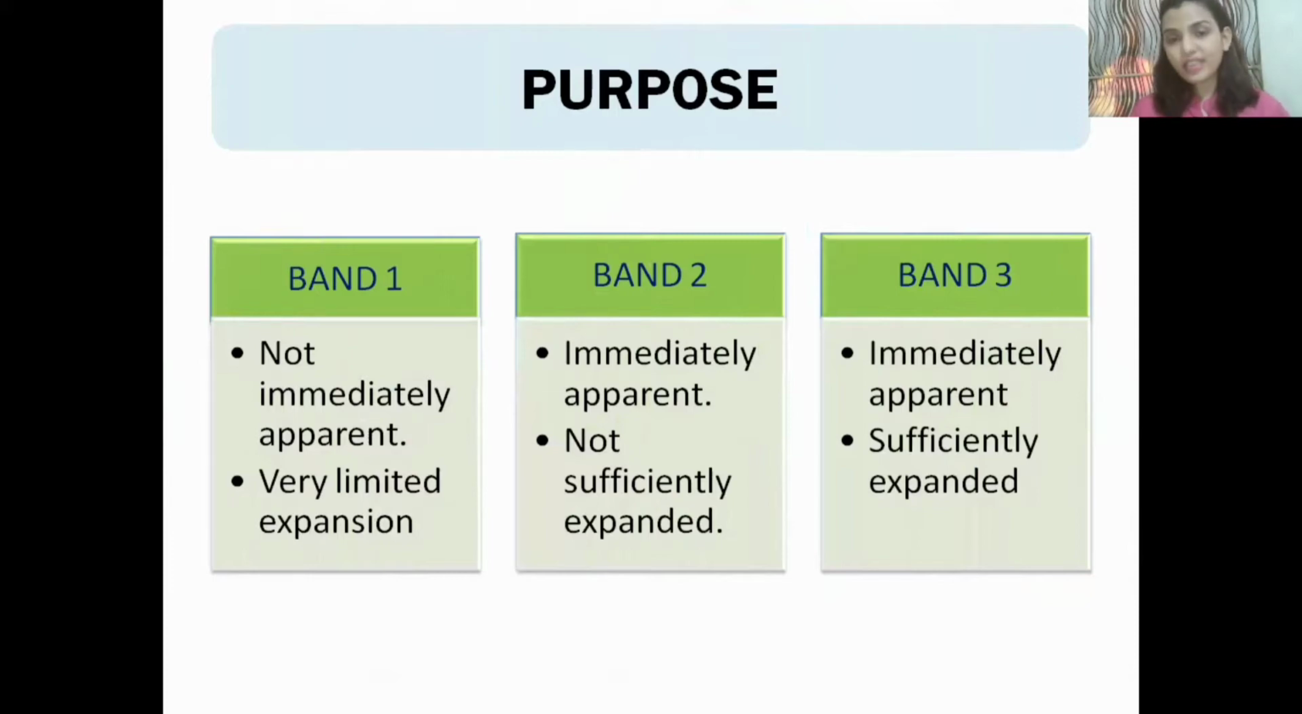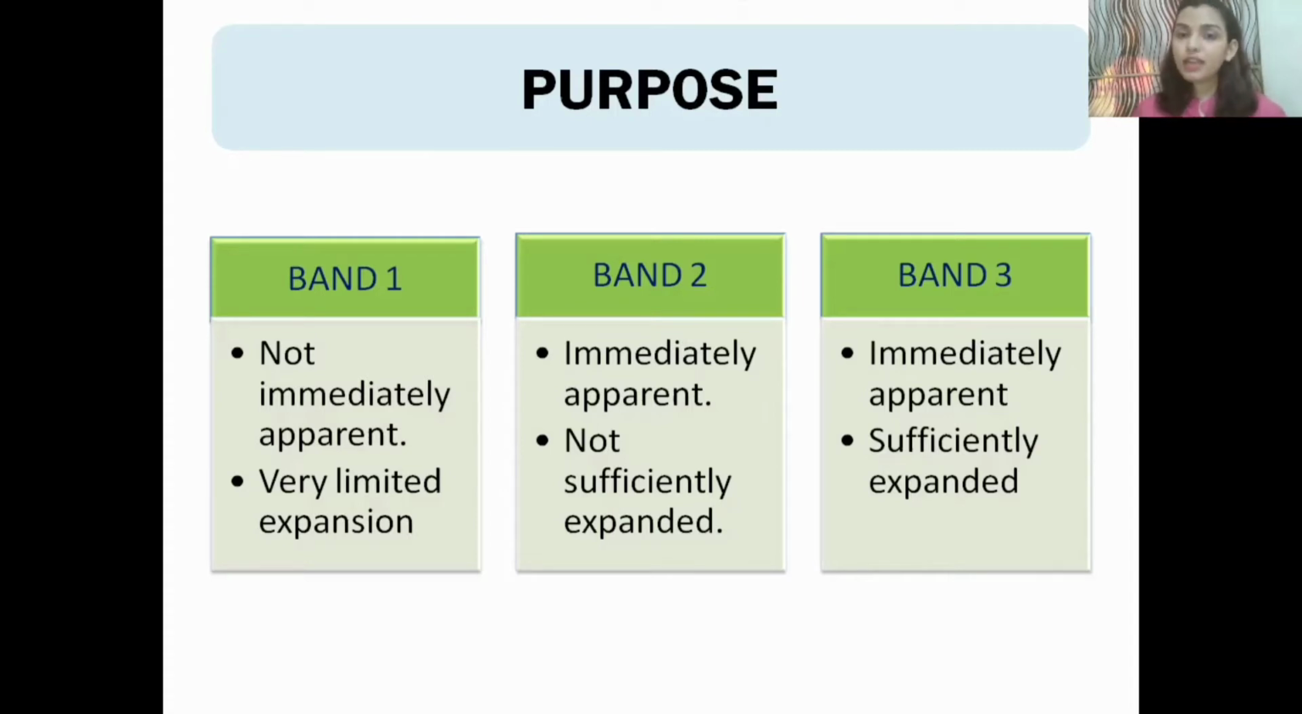The criteria says that your purpose should be immediately apparent and should be sufficiently expanded in the course of the letter. The general purpose of writing a letter must be given either in the writing task or at the bottom of the case note. So this purpose should be written as a statement in the introduction paragraph. And it should be sufficiently expanded. That means it should be explained in detail in the body paragraphs.